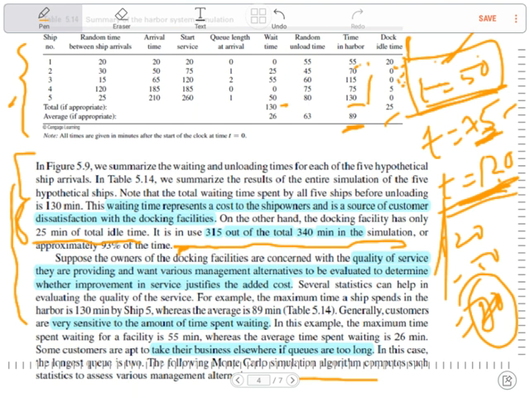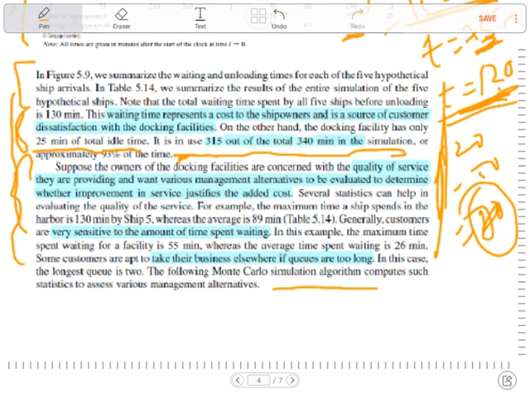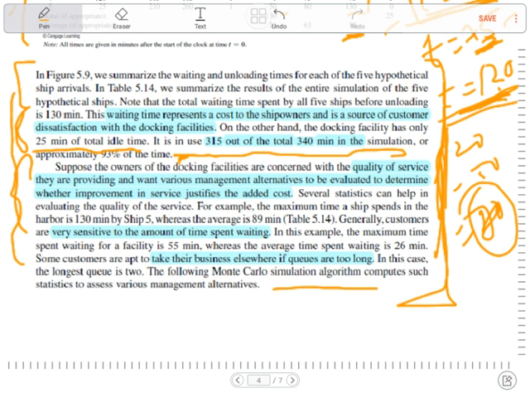Suppose the owners of the docking facilities are concerned with the quality of service they are providing and want various management alternatives to be evaluated to determine whether improvement in service justifies the added cost. As I already said, several statistics will help in taking care of all these factors. We are not going into all these things; they are just giving some discussion in support of the fact that whenever we try to simulate anything, we should take care of all the real life practical problems which can arise. So let us go straight into the algorithm now.